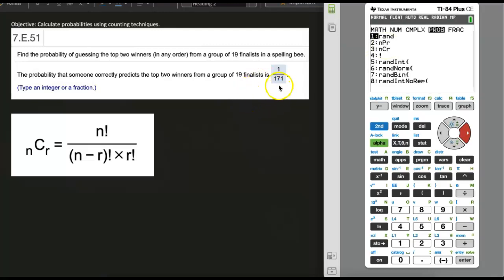Now, the question doesn't ask how many groups, it asks the probability that someone correctly predicts the top 2 winners. Well, there's only one correct grouping out of the 171, so that's why 1 over 171 is our final answer.